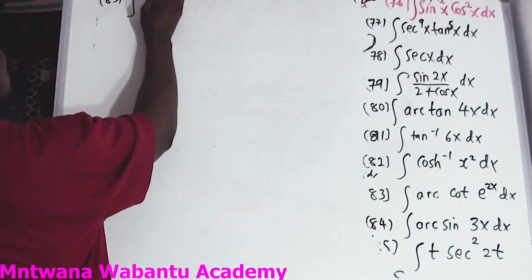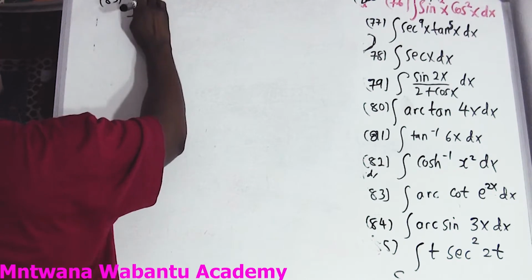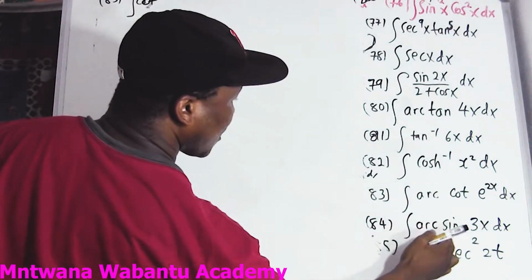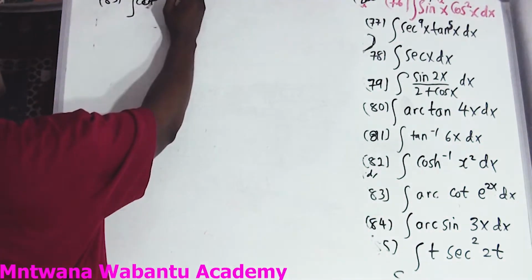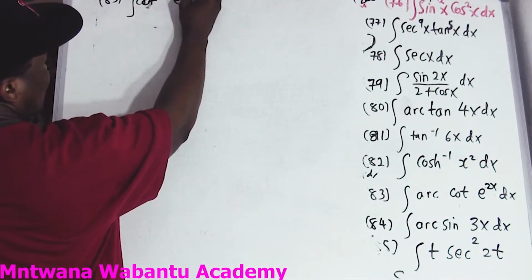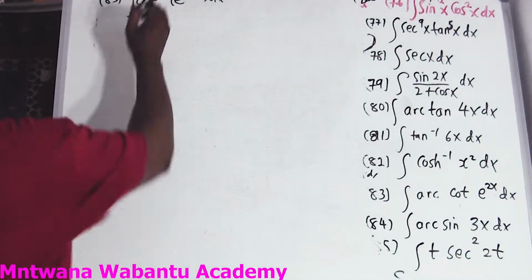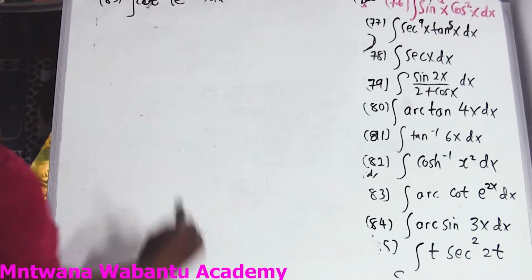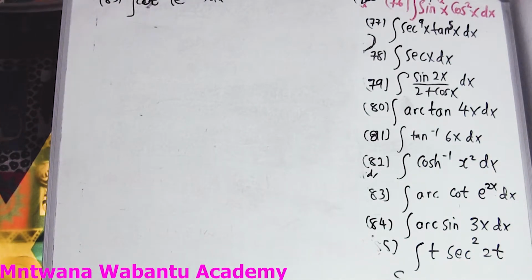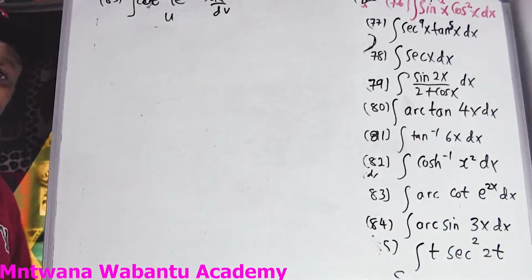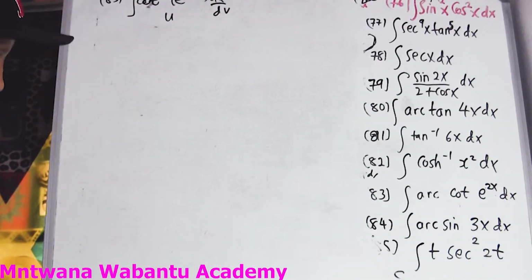Integral of arc cot, inverse cot, of e^(2x) dx. So what we're going to do first, okay, this is by parts. This is going to be u and this is going to be dv. How do you know it's by parts? Because it's trig inverse, easy.